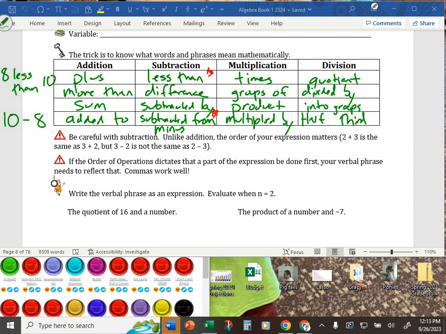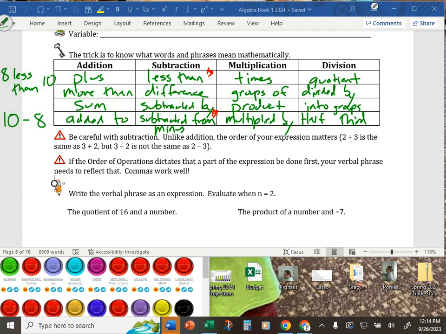What does the word half mean as far as division is concerned? What are you dividing by? Take half of something. What are you dividing by? If you take half something, you're dividing something into how many groups? 2. Okay, when you take half of something, you are dividing by 2. If you take a third of something, what are you dividing by? 3, right? A fourth is divided by 4, a fifth is divided by 5, so on and so forth.